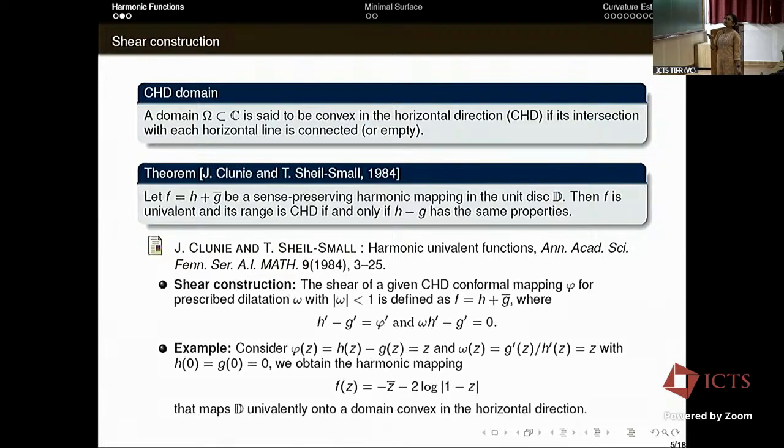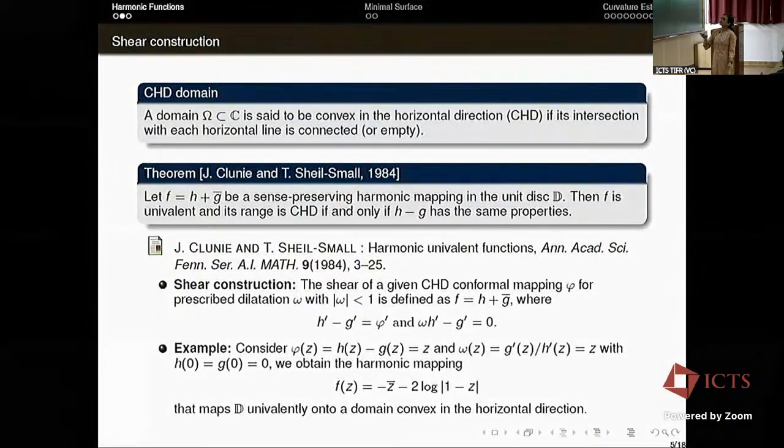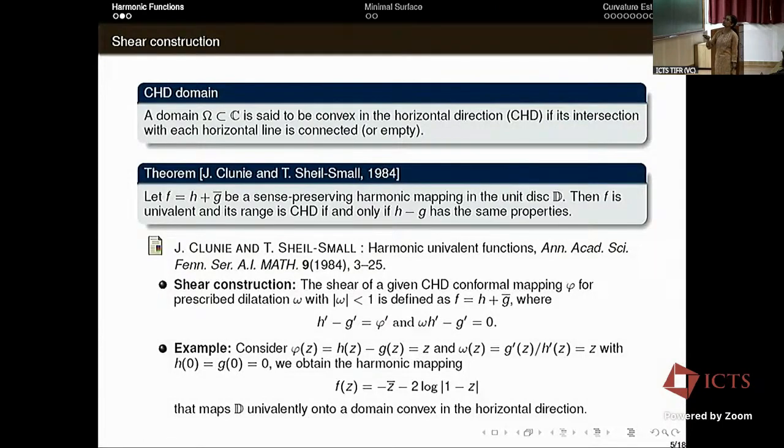Now what is exactly the shear construction? Suppose we have a conformal mapping phi whose image is a CHD domain. Then the horizontal shear of the function phi with dilatation omega is defined by the harmonic mapping f, where h and g satisfy these two differential equations. Okay, now for example, if we consider both phi and omega to be the identity mapping, then by solving these two equations, we get the harmonic mapping f. And from this theorem, we can say that f is univalent and f of D is a CHD domain.